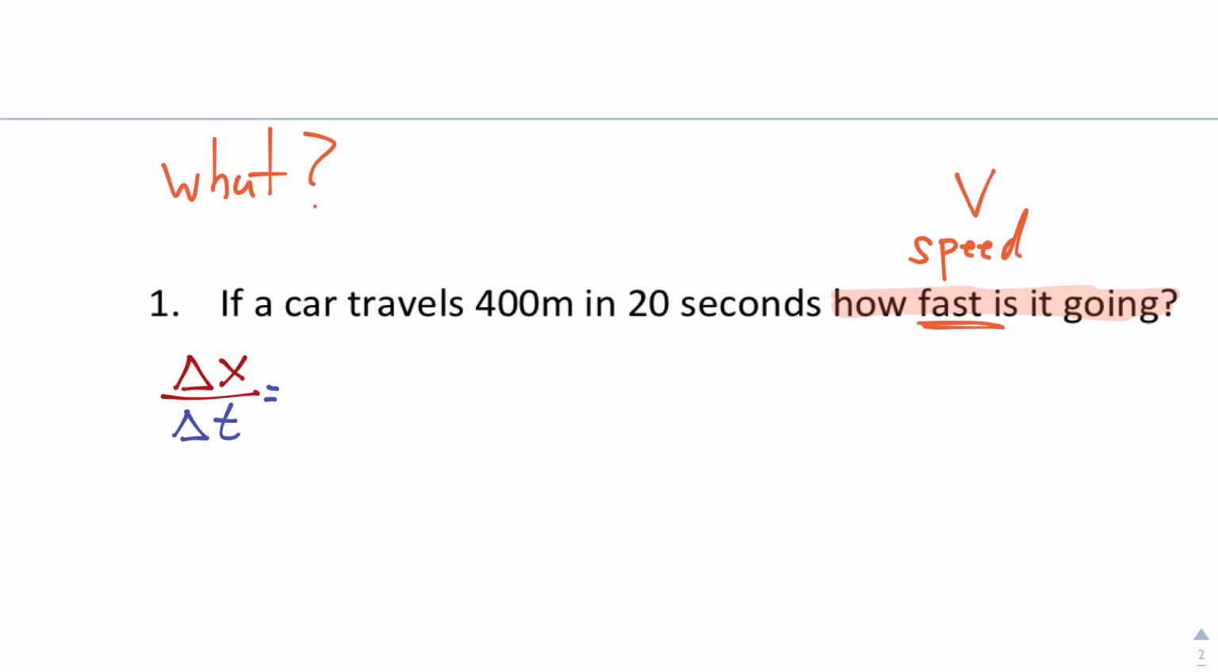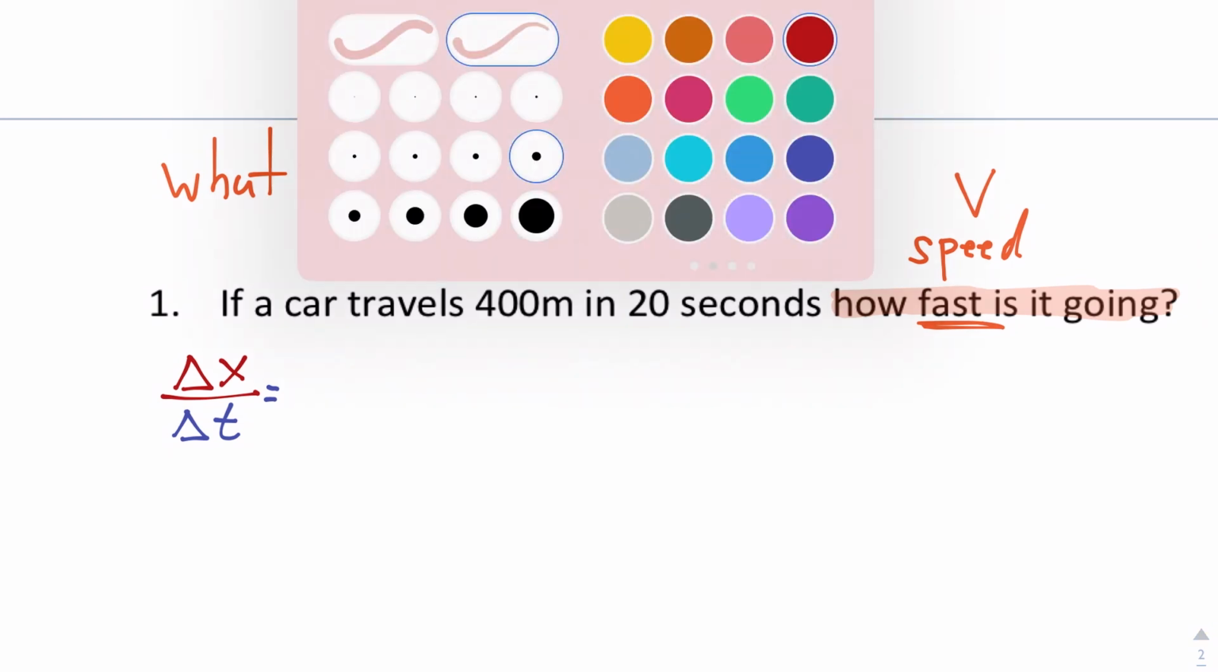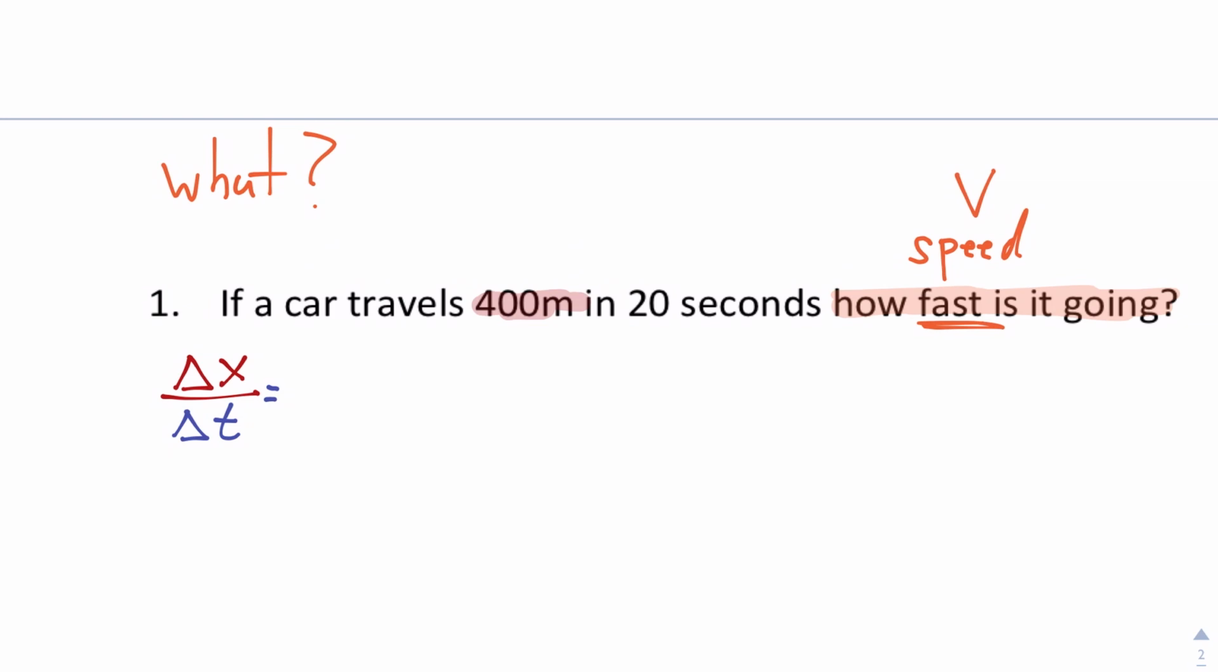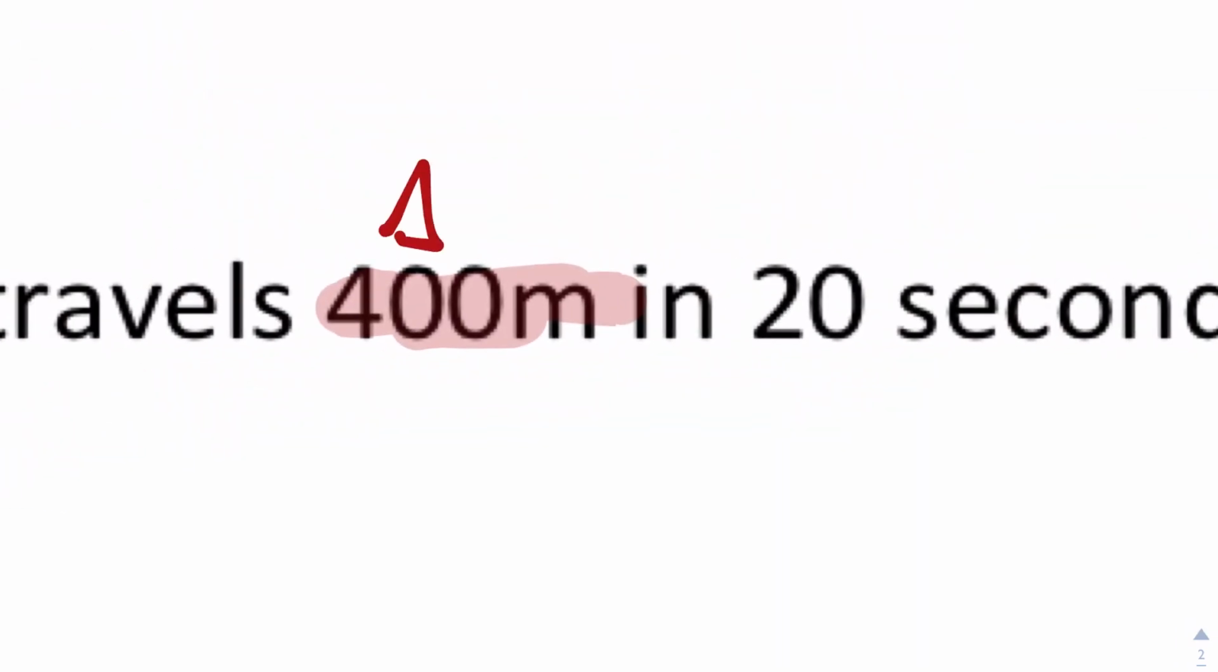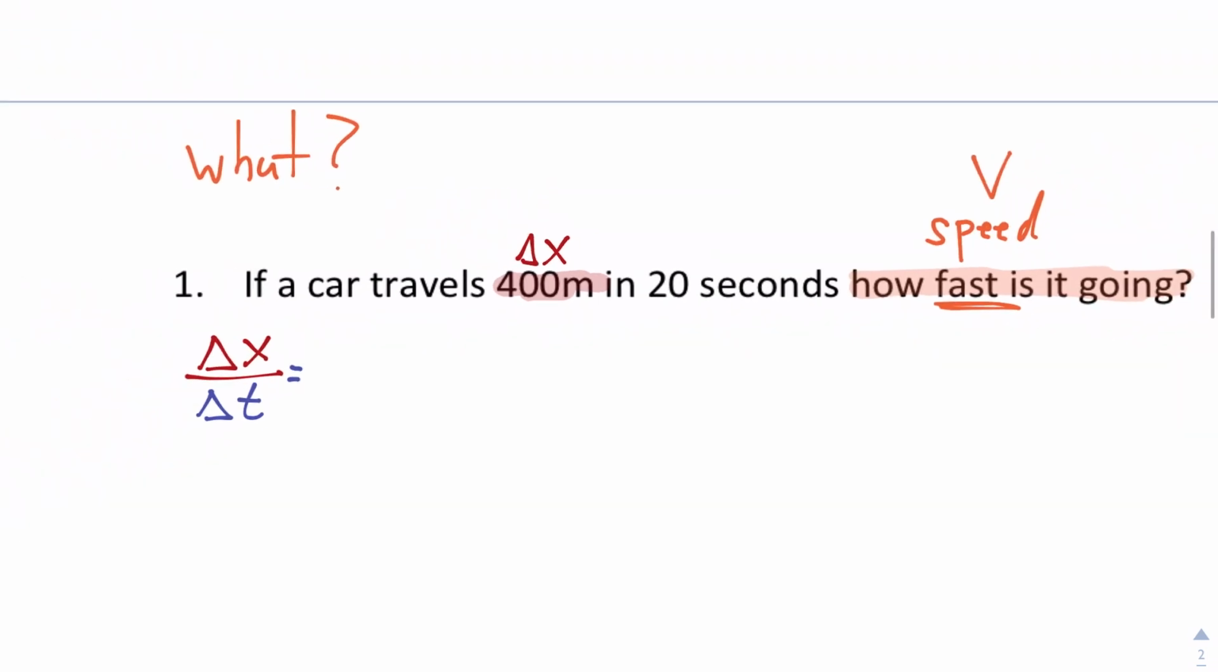And sure we do. We see distance right here. Right? Here's my position, 400 meters. That's my delta x, or my delta d. And do I see time? Sure I do. Here it is, 20 seconds. That's my delta t.